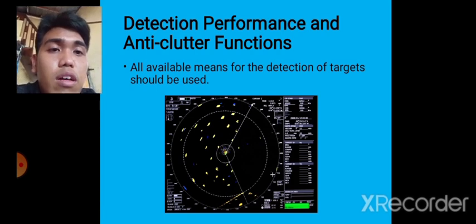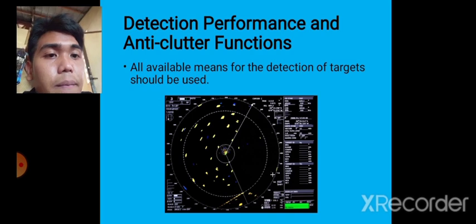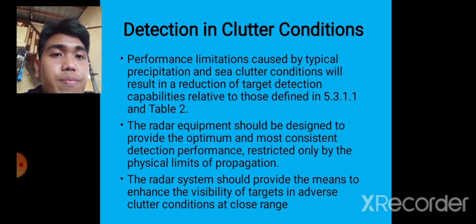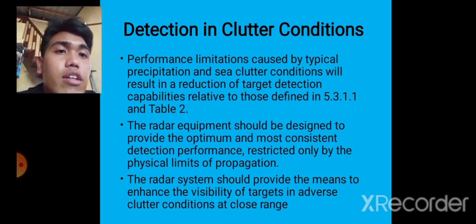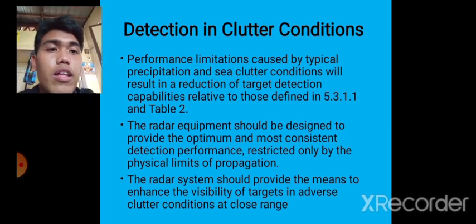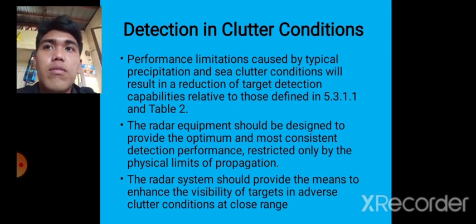Next is the detection performance and anti-clutter functions. All available means for the detection of targets should be used. As you can see, it means that the radar should provide all the available means for the detection of the targets. Next is the detection in clutter conditions. As I said earlier, clutter conditions are the ones that have a bad effect on the radar.